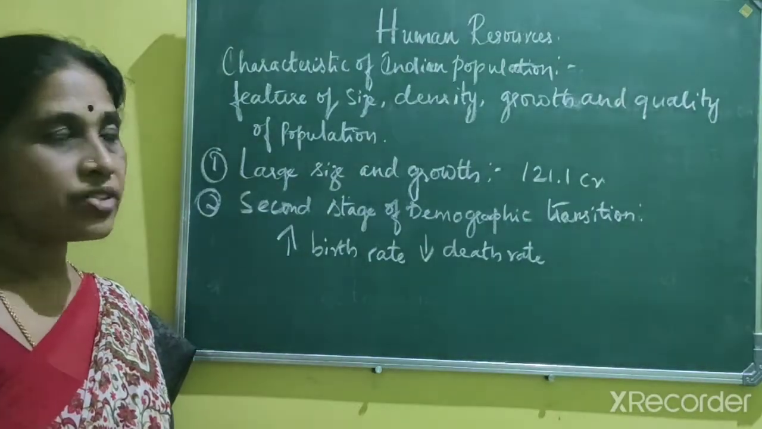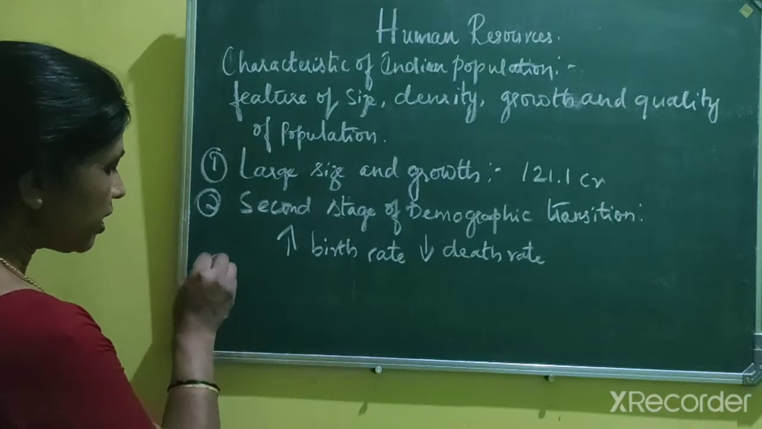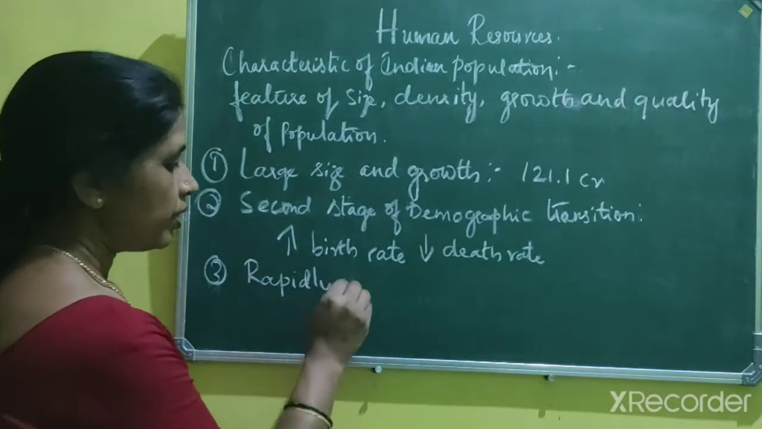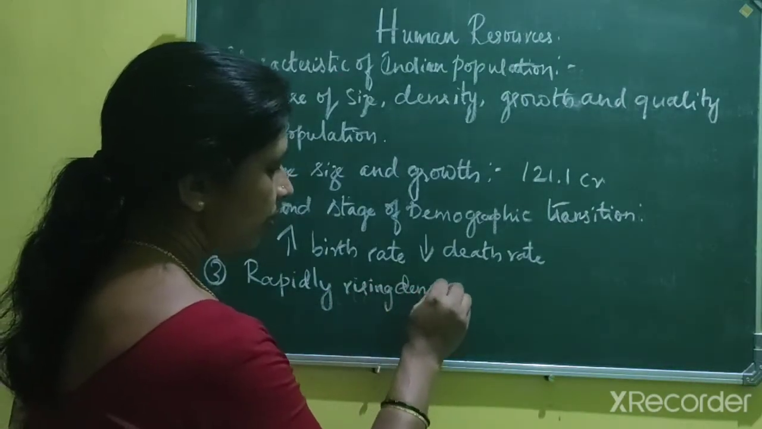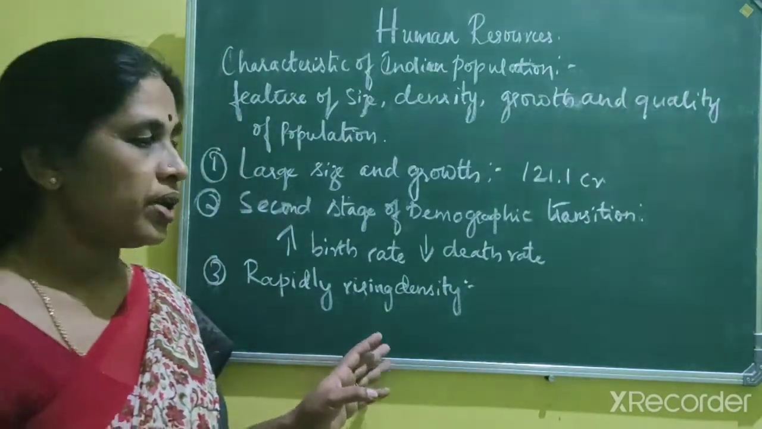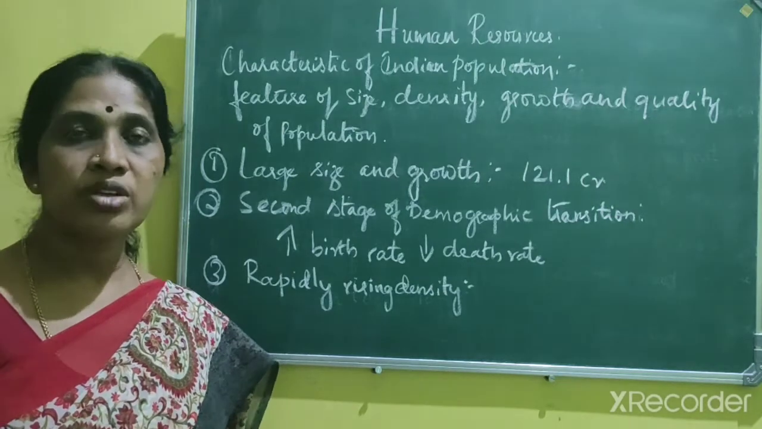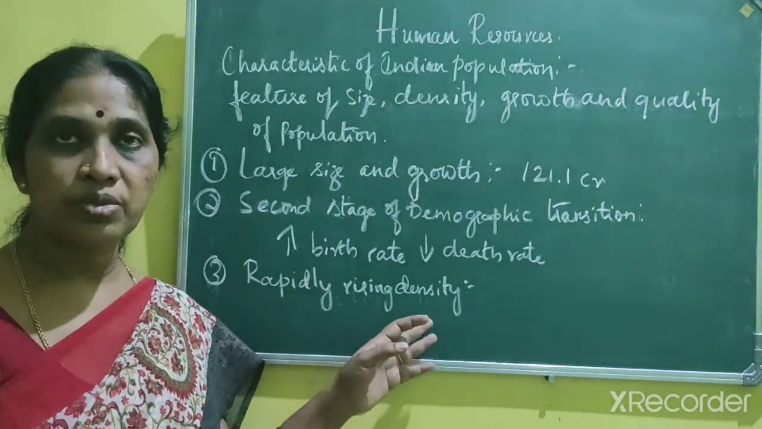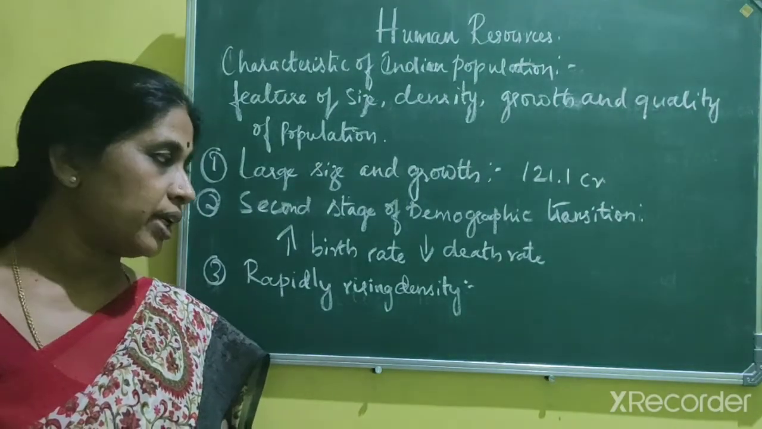So the third characteristic feature of India's population is rapidly rising density. What is density of population? It means the number of people living per square kilometer. Density of population means the number of people living per square kilometer of a geographical area.